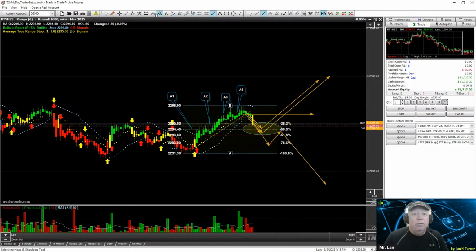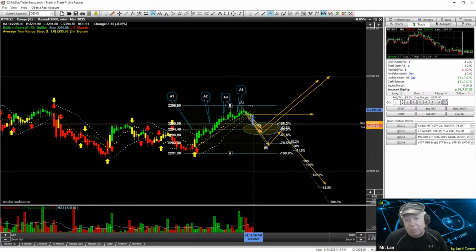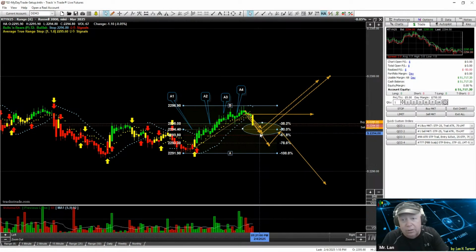But we got to get some oomph behind it. We're not getting a lot of oomph in here. So if it did that, we'd have a little ABC pattern coming in like that. All right. So that's what we look for when we trade. Just looking for the probabilities.